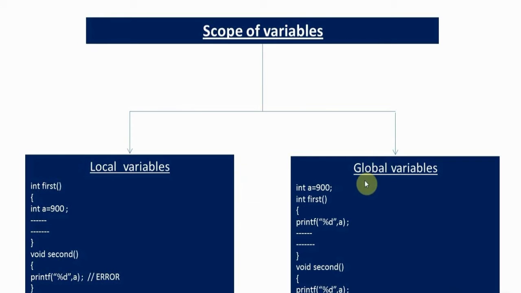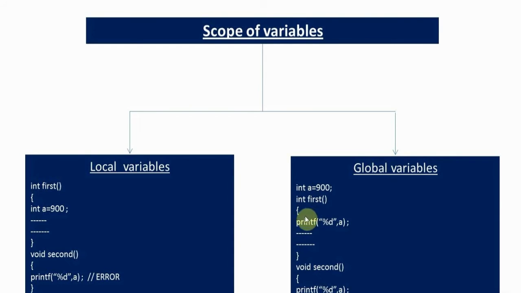On the other side, global variables can be accessed by all the functions. Now the global variables are declared at the top of the program. So like I have declared this variable a, int a is equal to 900. See carefully, I have not declared this variable within the body of a function. Rather, it has been declared outside all the functions and particularly at the top of the program.